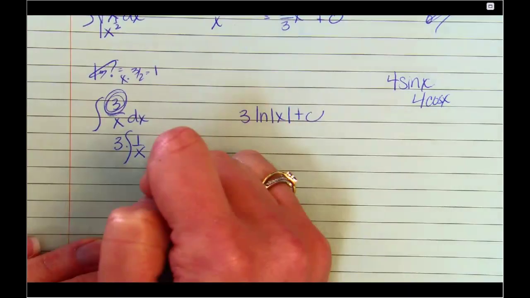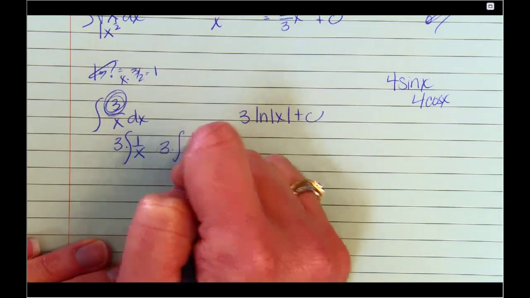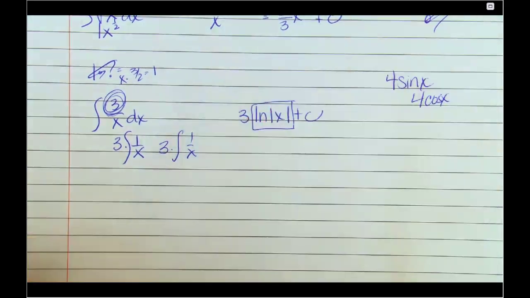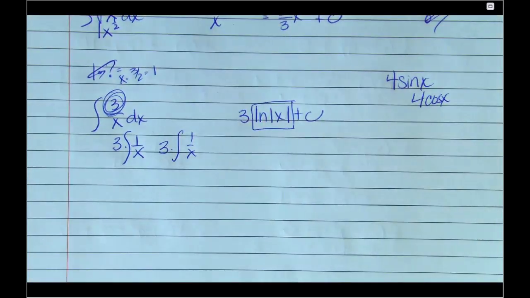This is 3 times 1 over x, and so you're really doing this. The antiderivative of 1 over x is the natural log of the absolute value of x. We talked about that yesterday. It should be on your purple sheet.